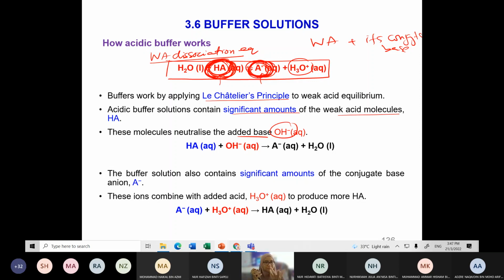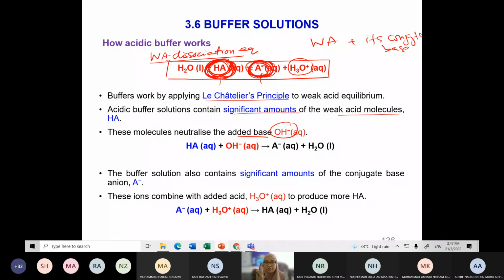Okay, so let's come back to buffer just now. So in buffer, we have acid, right? So when base is added, OH minus is added into a buffer system, the weak acid from buffer tu akan hantar bala tentera dia to neutralize the OH minus. To neutralize the OH minus added just now. So there is no OH minus available now. So what happened to the pH? The pH can be maintained. Because there's no free OH minus.